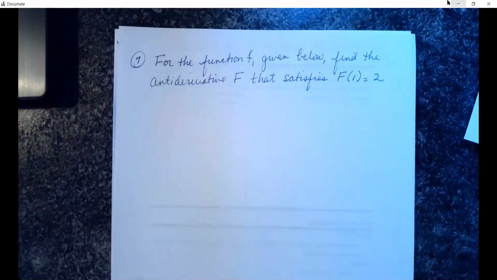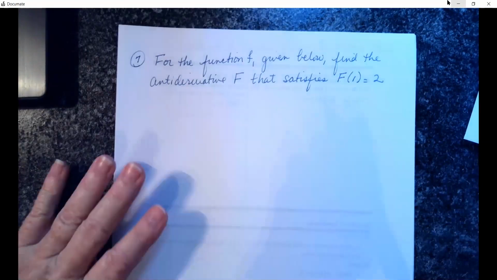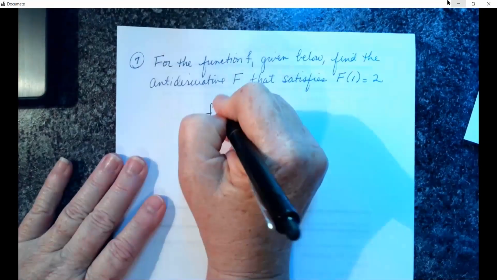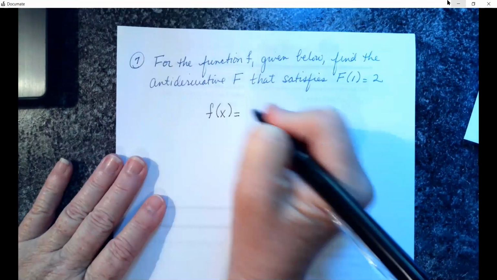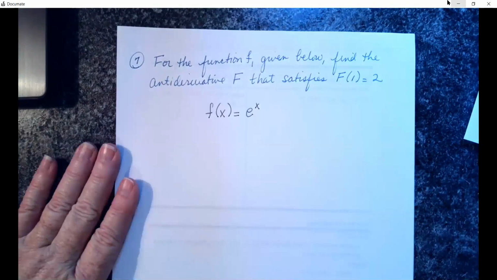Another thing that we do sometimes is, instead of having an indefinite integral where we don't know the constant, sometimes we're given enough information so that we can evaluate what constant would make it work. Okay, so for example, let's say for the function f given below, we want to find the antiderivative of f that satisfies F of 1 equals 2. And so my function f, I'm going to say that f of x is going to be e to the x.